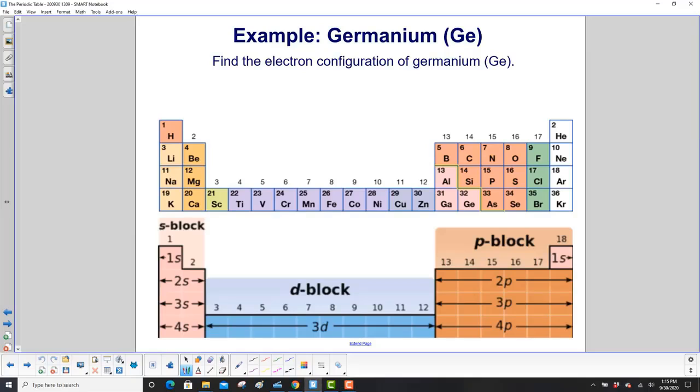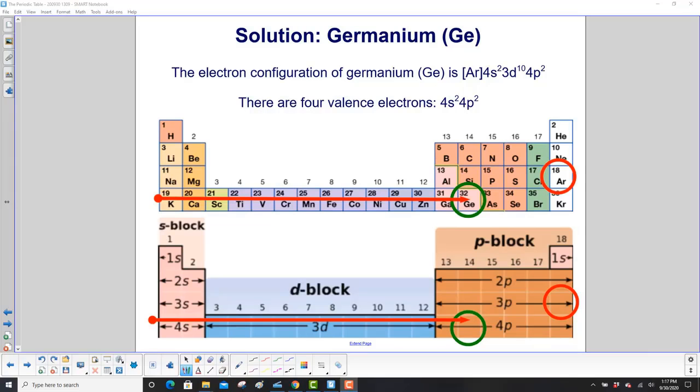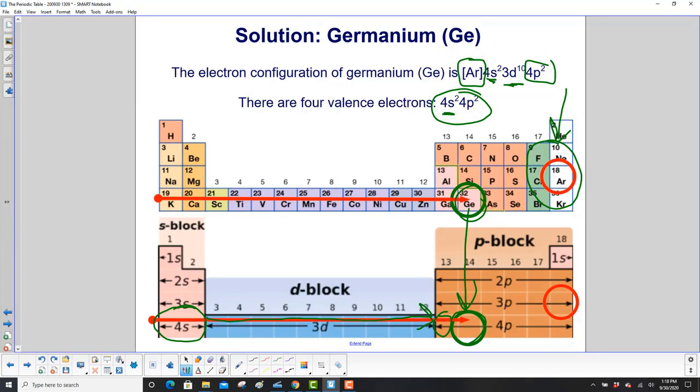Let's try another example. Find the electron configuration of germanium. Right over there. We start with the noble gas in the period above germanium, and that would be argon right over here. So we put that in brackets, Ar. Then we go down to the period that germanium is in. We pick up 2 4s electrons right over here. Then we keep going and we pick up all the d block electrons, and there are 10 of them. So that's 3d10. And finally 2 more electrons in the 4p level, and see how that matches with germanium? So we get 4p2. So we have argon, 4s2, 3d10, 4p2. There are 4 valence electrons, the 4s2 and 4p2 electrons.